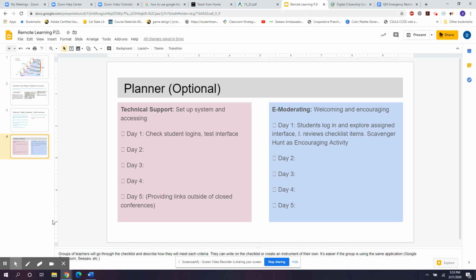For professional development purposes, then, I would say have teachers or instructors get together in teams, address the checklist, and plan together and upload their lesson plans.